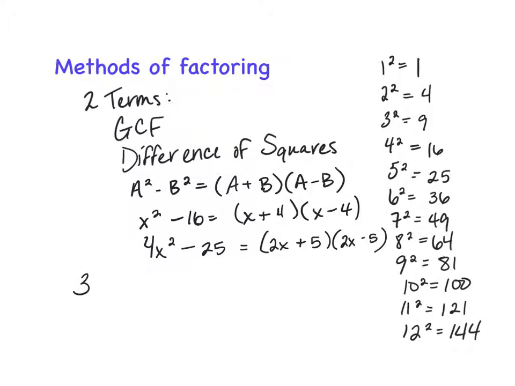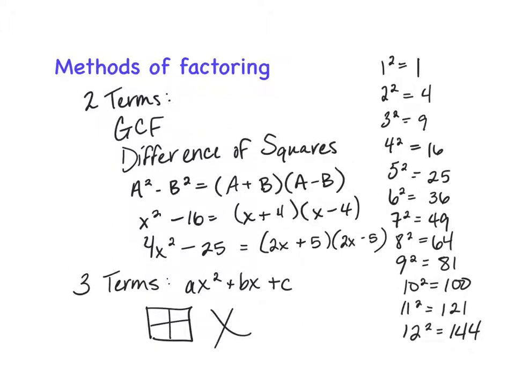When I have three terms, generally speaking, but not always, if I have ax squared plus bx plus c, so I have a full quadratic, then generally speaking, I'm going to use box and diamond factoring. And again, for a full rundown on that, you can go back to the 5-1 video.